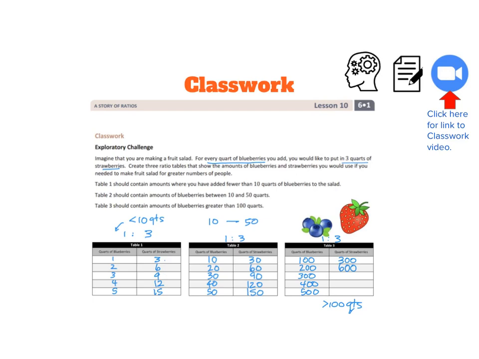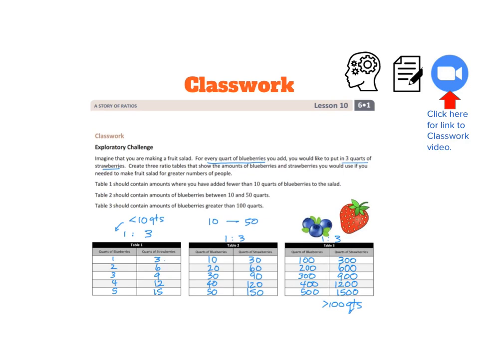So notice how I'm just adding a 0 to the quarts of strawberries from the last table. 1 times 300, 3 times 300, 900. 1 times 400, 3 times 400. I get my 12 down and then I throw down those 2 zeros for the 100. 1 times 500, 3 times 500 is 1,500 quarts. Wow, that's a whole lot of strawberries, a whole lot of salad.